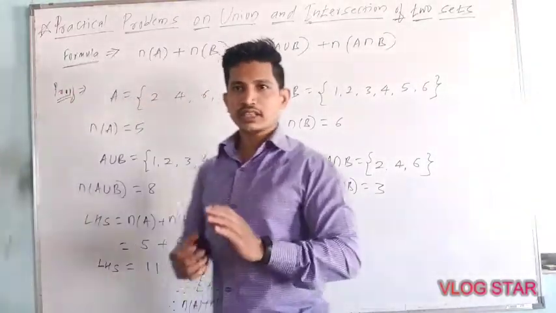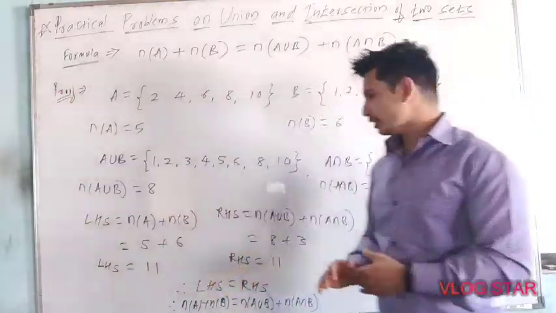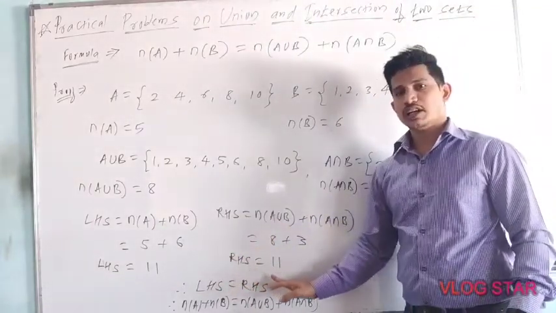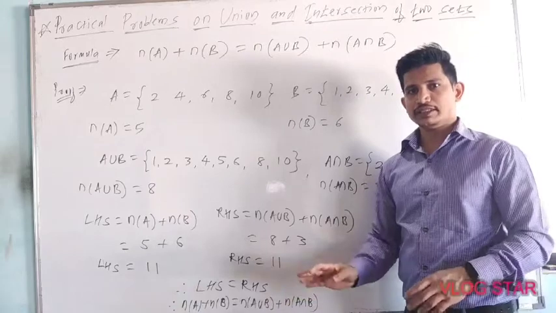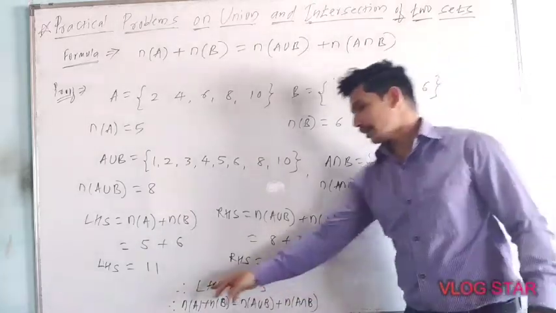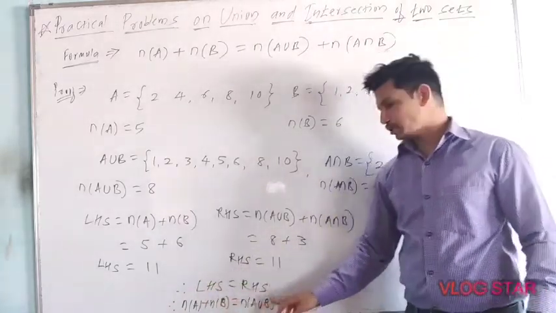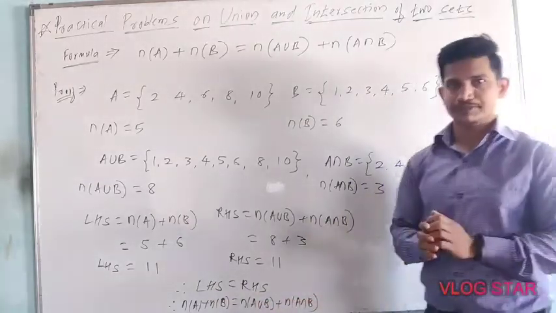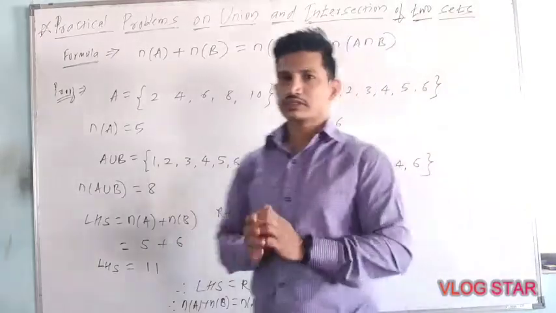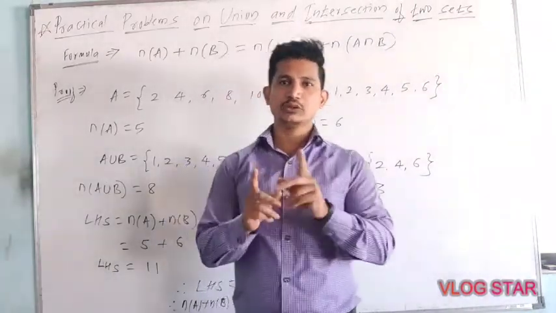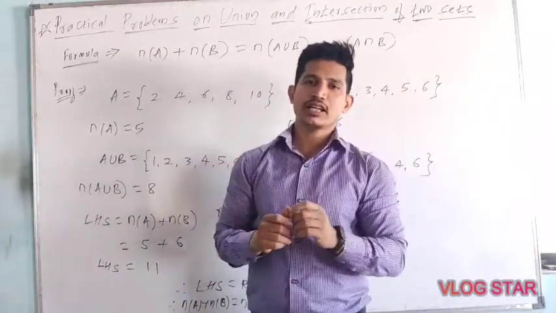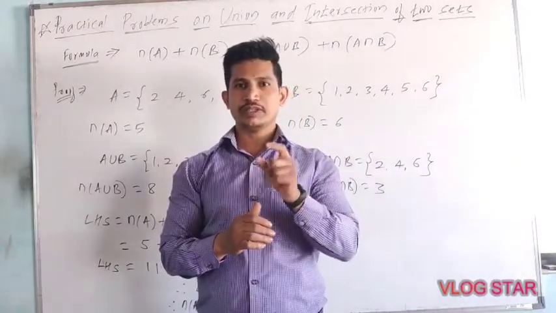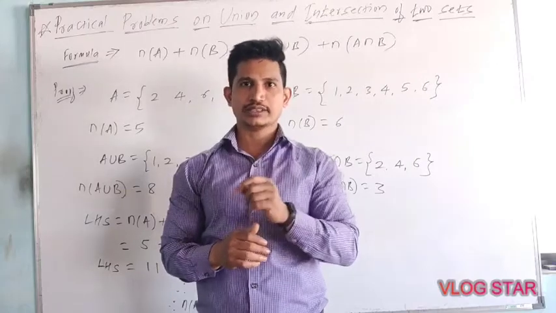See, LHS is also having 11 elements and RHS is having 11. So LHS is equal to RHS. LHS equal to RHS means n of A plus n of B is always equal to n of A union B plus n of A intersection B. So always remember that when two sets are given, then n of A plus n of B is always equal to n of A union B plus n of A intersection B.